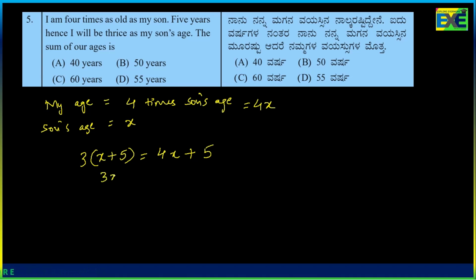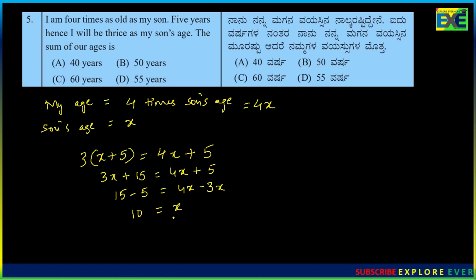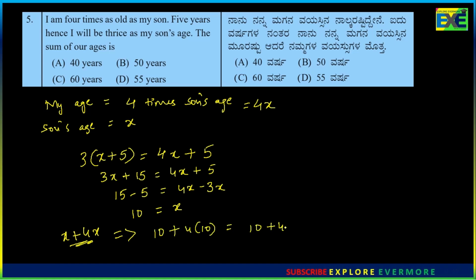So now if we evaluate this, let's bring x together and the constants together. So we will get 4x minus 3x. So this is 10, which is equal to x. Now we need to read the question. We got x as 10. No, that is not the answer because they are asking for the sum of our ages. So it will be x plus 4x. Just put in the value of x we have got. So this will be 10 plus 4 into 10. So 10 plus 40, which is 50 years. So this is the sum of both ages.